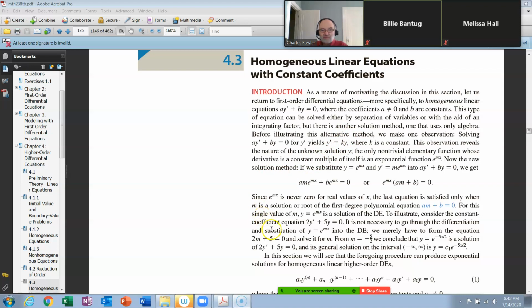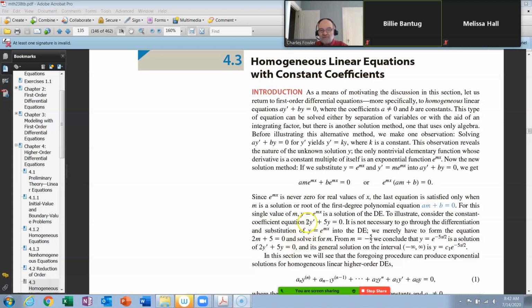Boy, they go on and on with this. Okay? So let's put some actual numbers in there. 2y prime plus 5y, a constant coefficients, linear, homogeneous equation. This again is just first order.